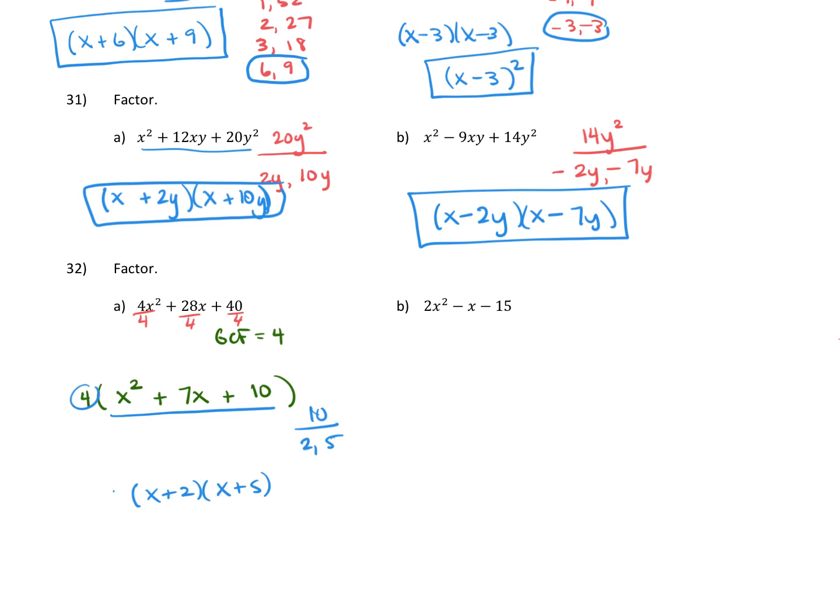So that has to be included in the answer. So that 4 is going to get carried down. And there is our factored form.